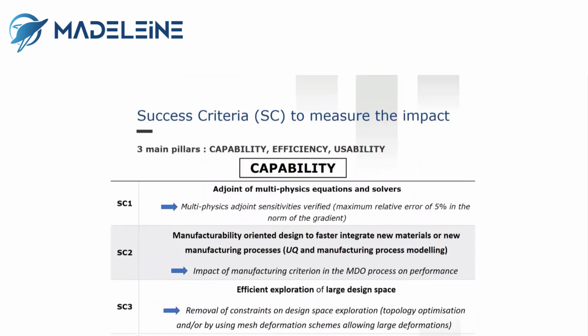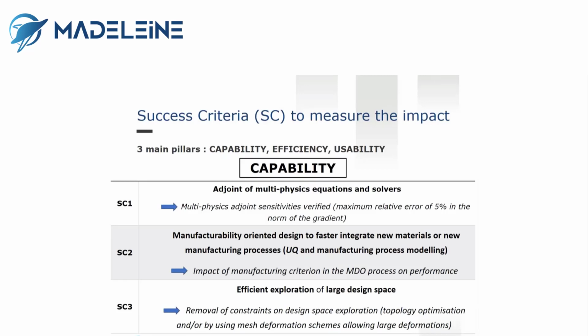In order to measure the success of the project, we defined at the beginning of the project what we have called success criteria. And these success criteria were defined following three main pillars that are capability, efficiency, and usability. So I will really briefly describe these 7 success criteria here, as tomorrow for the final presentation, I will try to summarize the main achievements of the project following these different success criteria.